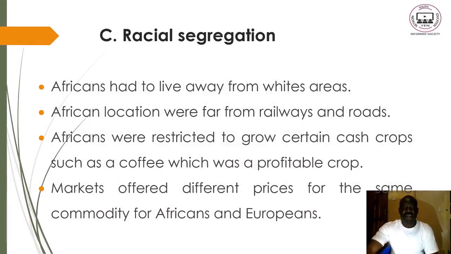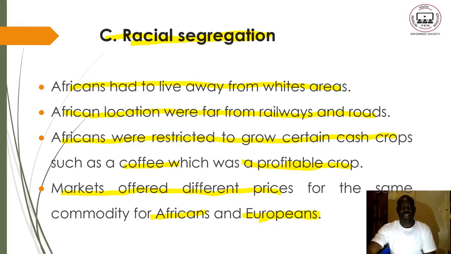The other factor for the development of nationalism was racial segregation. So Africans had to live away from the whites, and the African locations were far from the railways and the roads. Not only that, Africans were also restricted from growing certain cash crops, such as coffee, which was a profitable crop. And also markets offered different prices for the same commodities for Africans as well as for the Europeans.